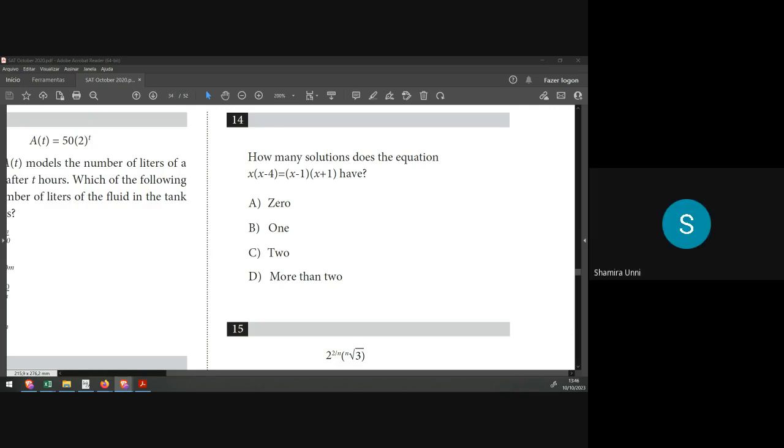Two. 2, how many solutions does the equation have? Why do you think it's 2? Because I'm doing it, I think it will be Bhaskara.